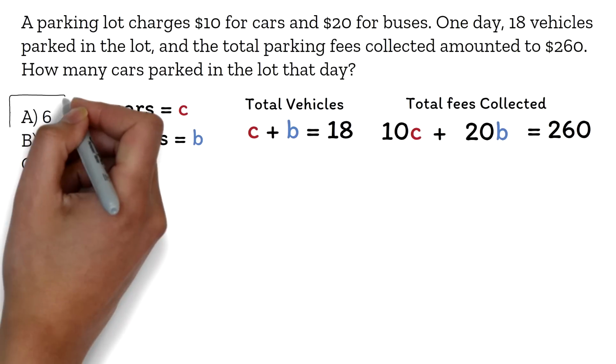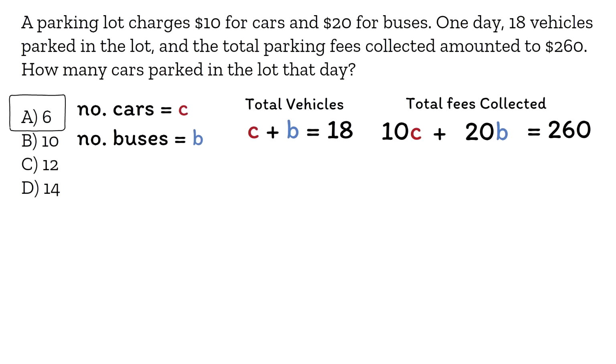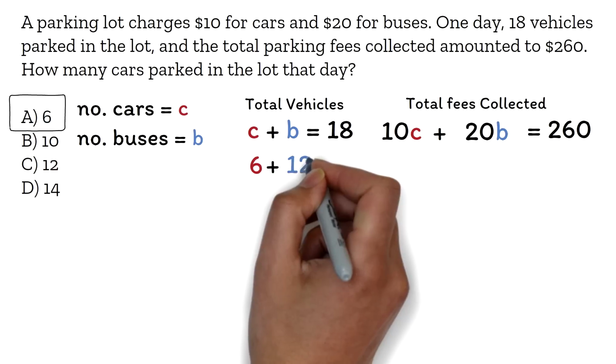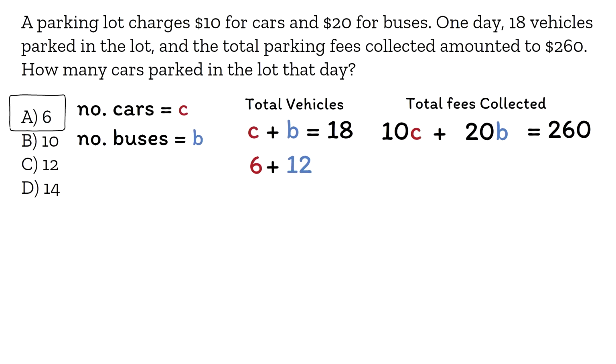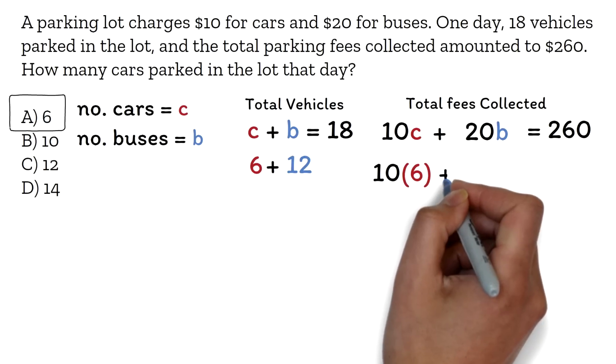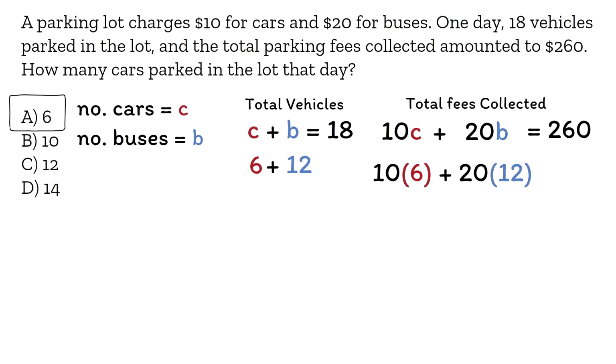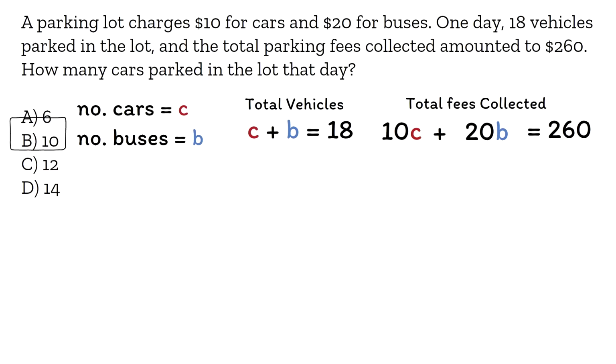We take option A. We have 6 cars. From the first equation, we know that the number of cars plus the number of buses is 18. So if we have 6 cars, then we will have 12 buses. Once we know our number of cars and number of buses, we can simply put that into the equation for the total fees collected and check if we get 260. So we have 10 times 6 cars plus 20 times 12 buses. This will give us 300. So this is wrong.